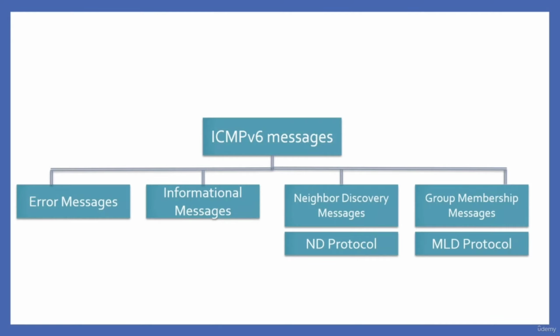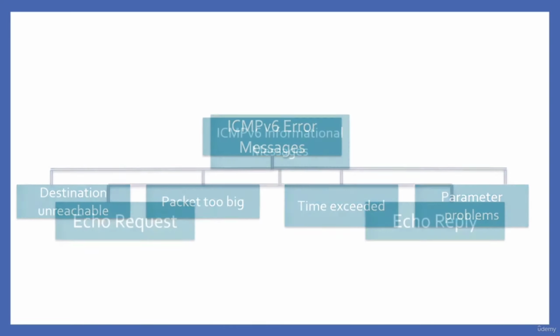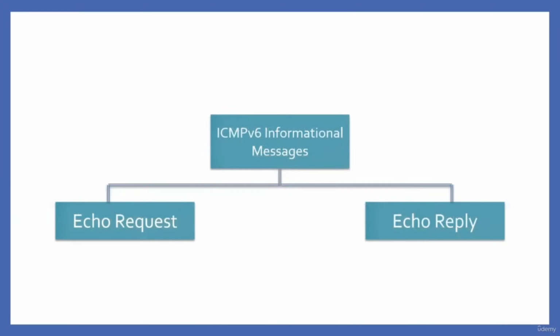The messages include error messages, information messages, neighbor discovery messages, including the Neighbor Discovery Protocol, and group membership messages that include multicast listener discovery messages. We also of course have error messages that include destination unreachable, packet too big, time exceeded and parameter problems. The information messages include echo request and echo reply.